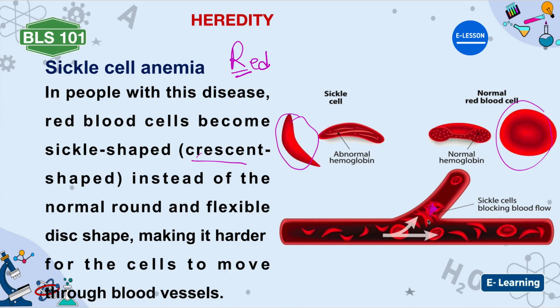So that is what happens in sickle cell. It has to do with the red blood cell. They become sickle shaped, or crescent shaped, instead of the normal round and flexible disc shape, making it harder for the cells to move throughout the blood. You call that sickle cell anemia.